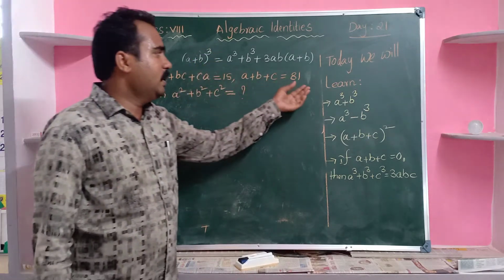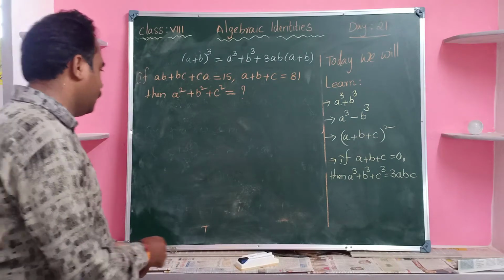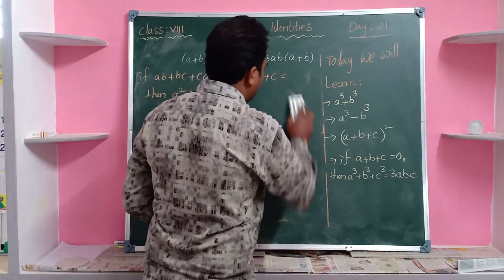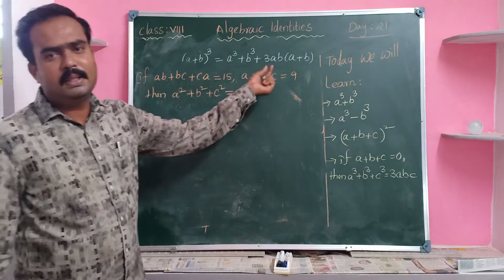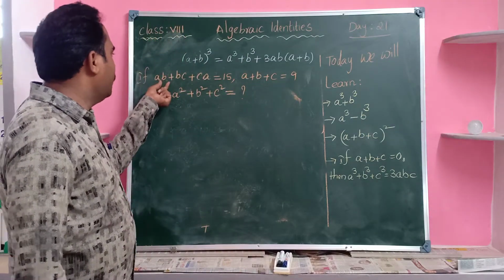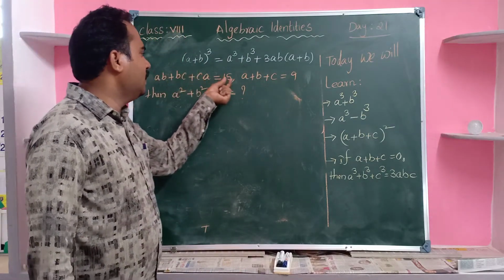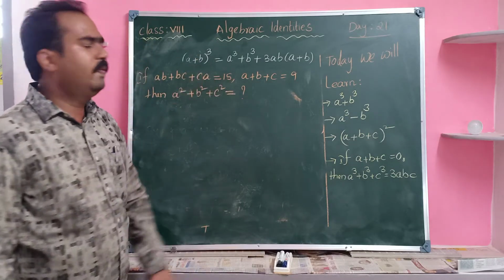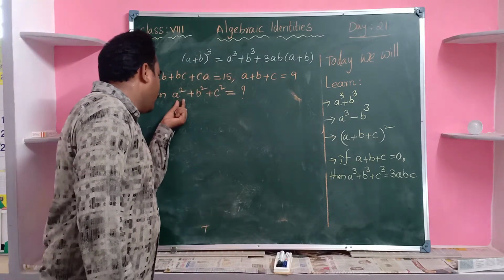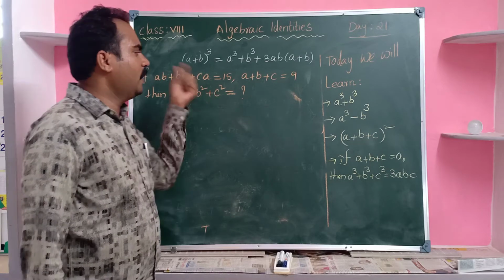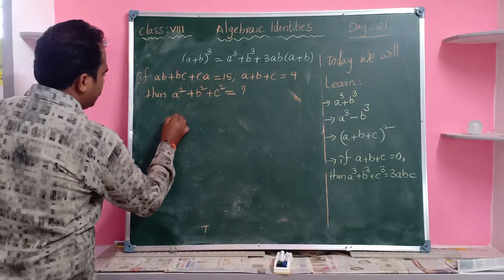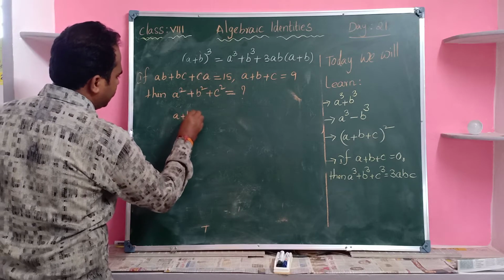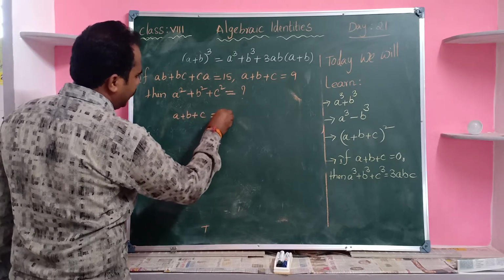So what is given here? a plus b plus c is equal to 9. ab plus bc plus ca is equal to 15. Then we have to find a square plus b square plus c square. So first I have to write here a plus b plus c is equal to 9. It is given.